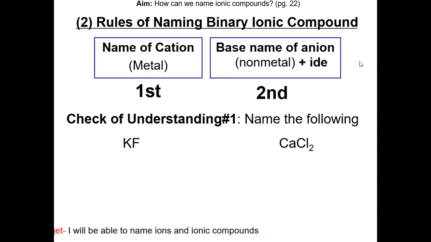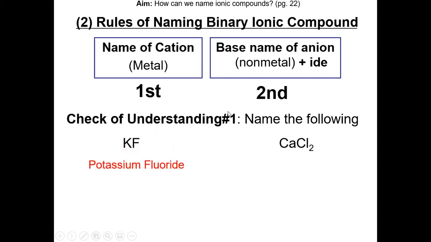So let's do a check of understanding. What's the name of the following ionic compounds? Let's start with KF. K is potassium, and F, since it's a nonmetal, becomes fluoride. So this is potassium fluoride. For CaCl2, Ca is calcium, Cl is chlorine. So chlorine, since it's the anion here, becomes chloride. So this is calcium chloride.